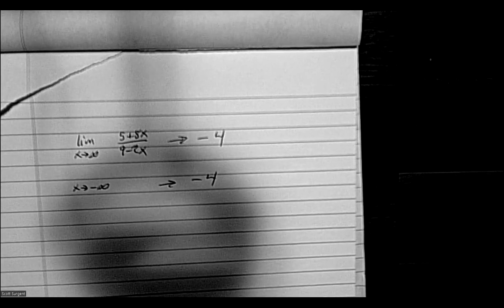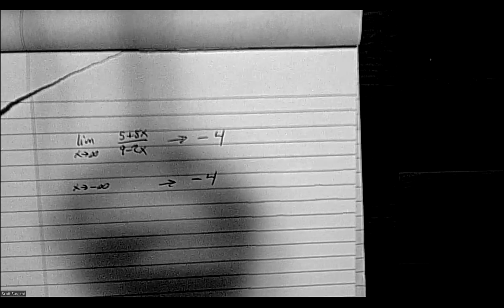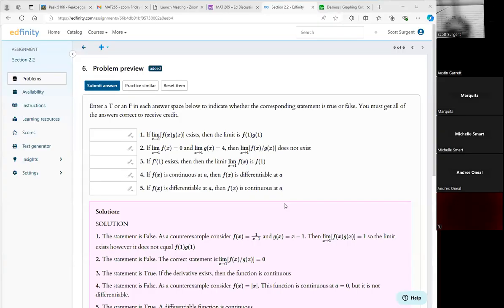And this is more related to one of the earlier ones. So let's take a look at actually 3, 4, and 5 first. If f prime at 1 exists, then the limit as x approaches 1 of f of x is f of 1. This is just a fancy way of saying the function is differentiable at 1, therefore it is continuous at 1. And that is a true statement. Number 3 is a true statement. Differentiability at a point implies continuity at a point.